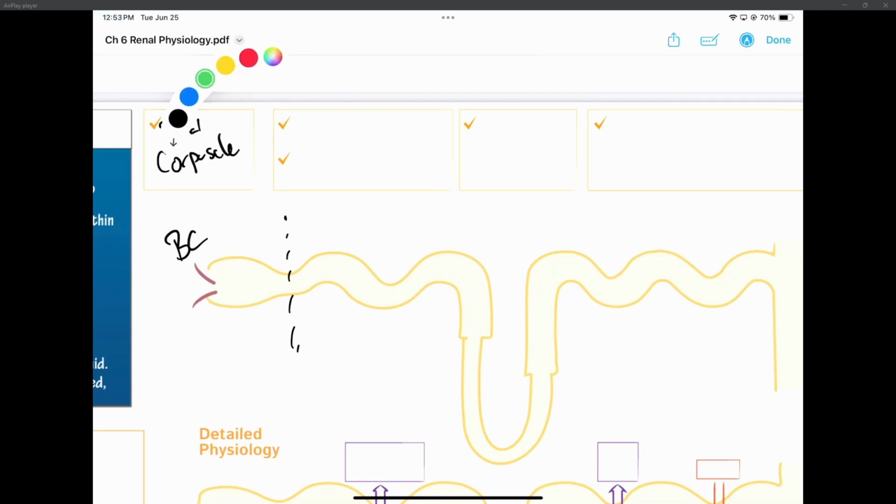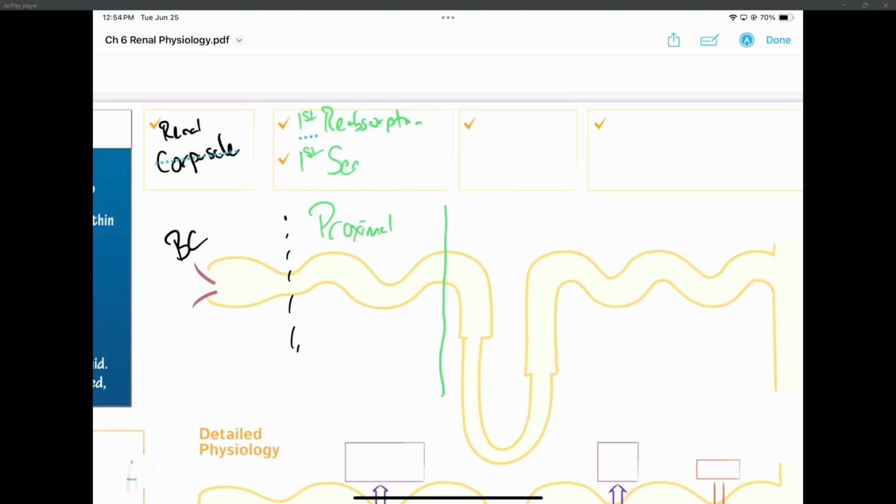The next one, this is the proximal tubule. And this is the first site of reabsorption and the first site for secretion. This happens in the proximal tubule. Below, we'll talk about what ions and what are transferred in and out.